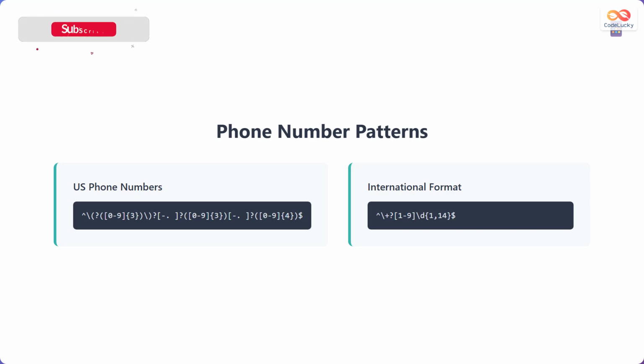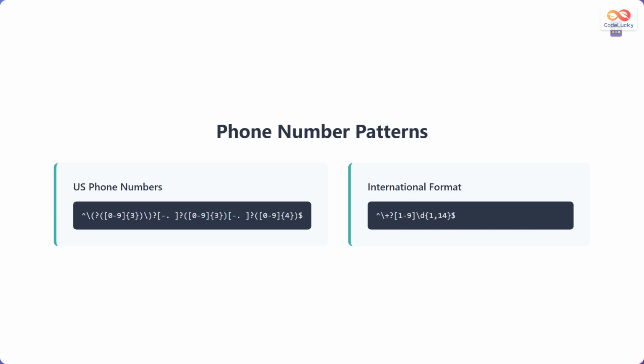Next, let's look at phone number patterns. Here are a couple of useful regular expressions for validating phone numbers. The first one is for United States phone numbers. This pattern matches phone numbers in the format of 3 digits, optionally enclosed in parentheses, followed by an optional hyphen, dot, or space, then 3 digits, followed by an optional hyphen, dot, or space, and finally 4 digits.